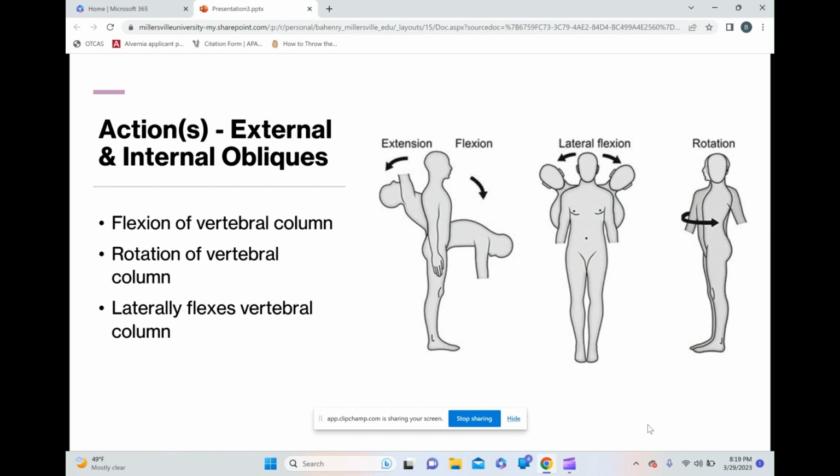The rotation of the vertebral column, which can be described as rotating of the torso region. And lastly, the lateral flexion of the vertebral column is when the abdomen is compressed. An example of this could be described as leaning to your left or right and reaching to the outer portion of your knee. Next, we will review some exercises that work out both the external and internal oblique muscles.